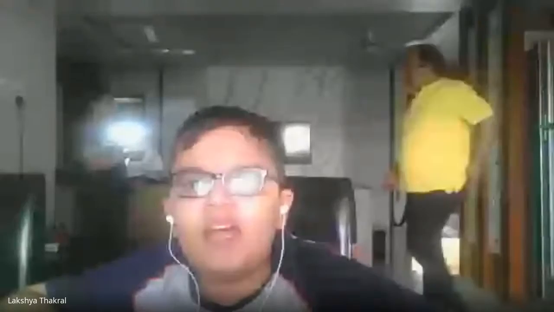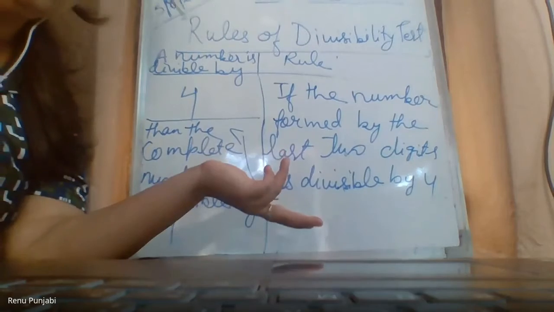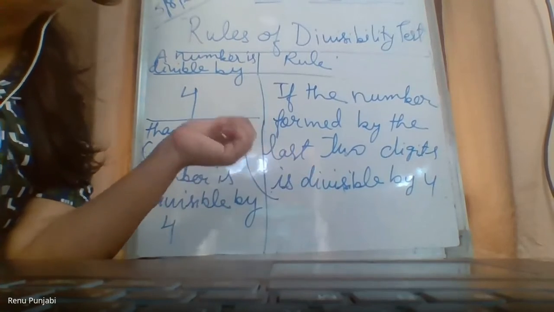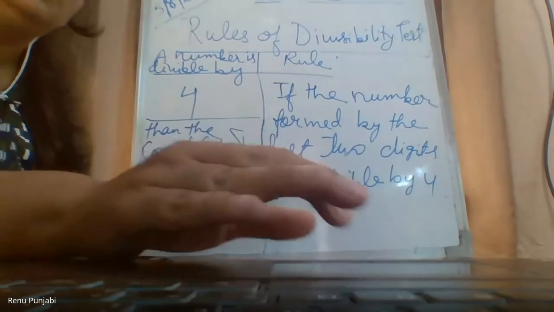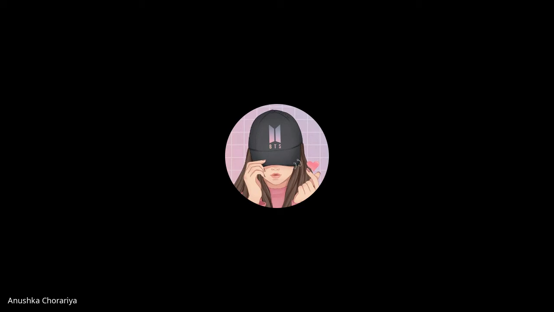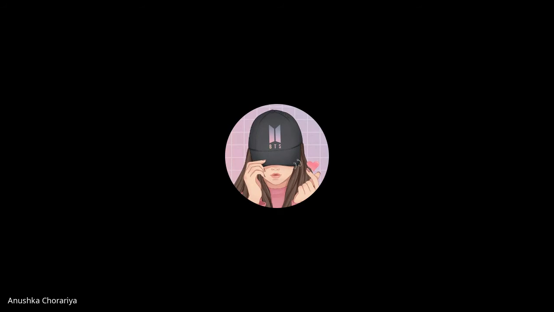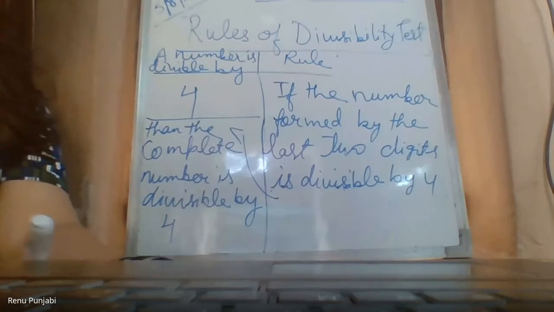Ma'am, so 15 must also be the same? I will come to 15 also. Okay, 4,000. Yes, 4,000 is divisible by 5, because at the last ones place it has 0. So 4,000 is completely divisible. Ma'am, can I say the rule for 10? Yes, please. Ma'am, the last digit must be 0, then only it is divisible by 10. Yes, then only it is divisible by 10.